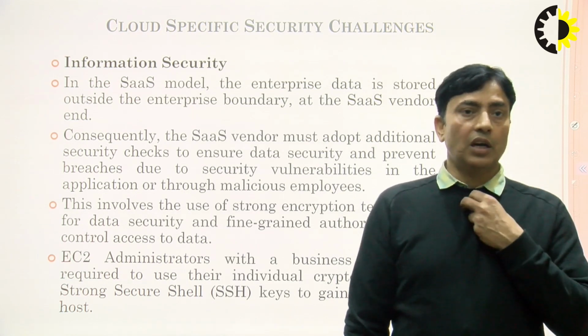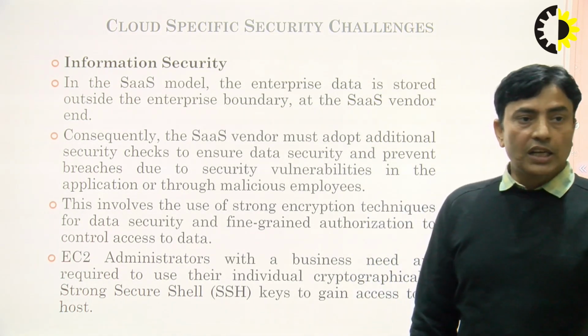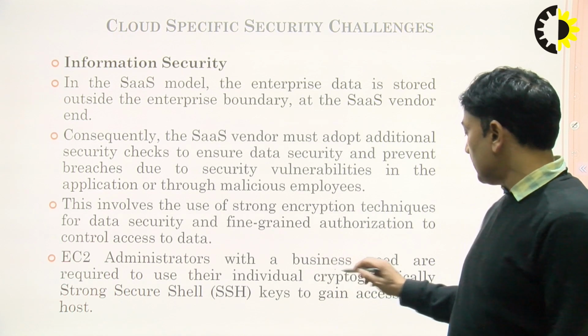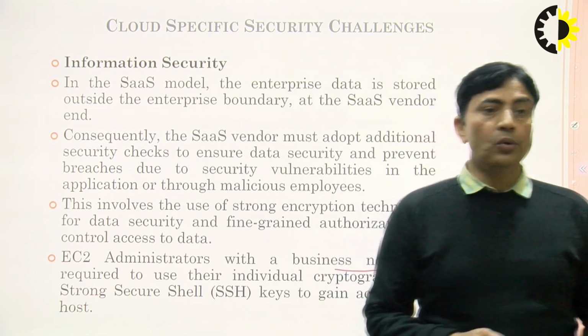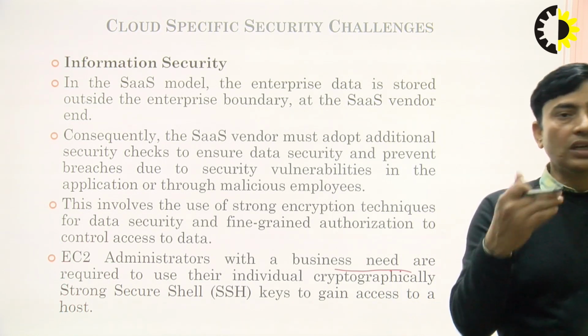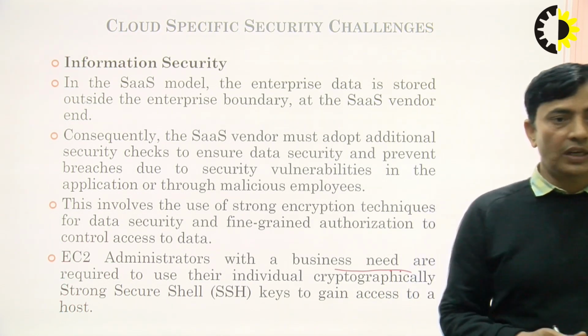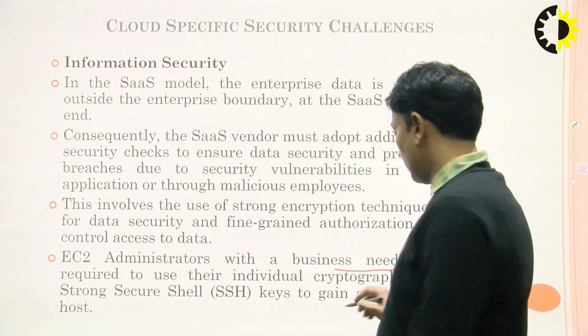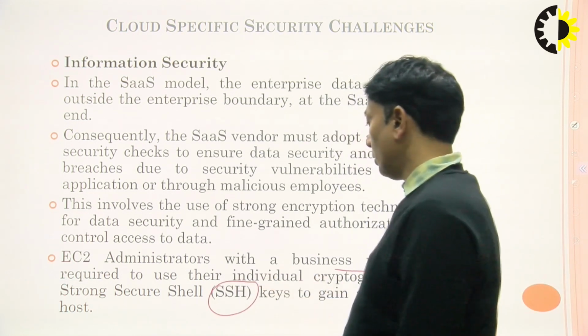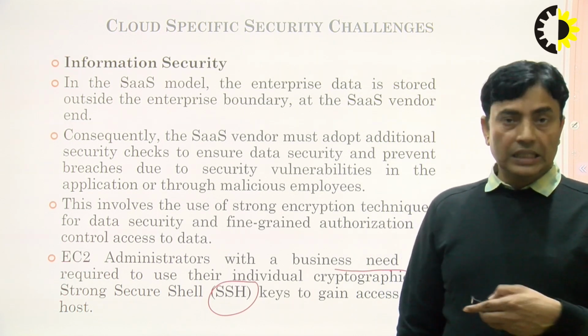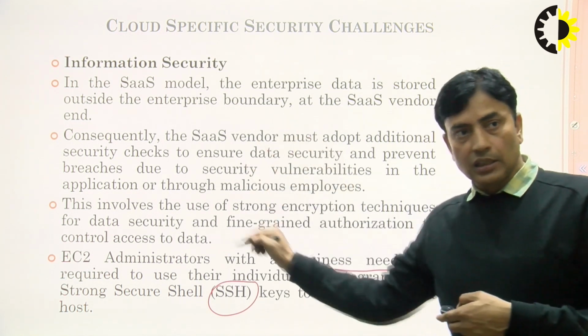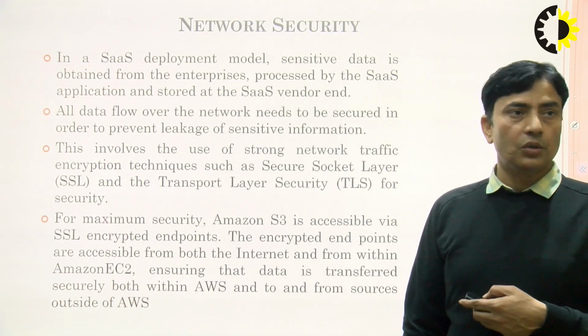In EC2, Elastic Cloud 2, administrators with a business need are required to use their individual cryptographically strong Secure Shell SSH keys to gain access to a host. This is the SSH, secure shell. This should be there. So all these issues, all these discussions relate to information security.